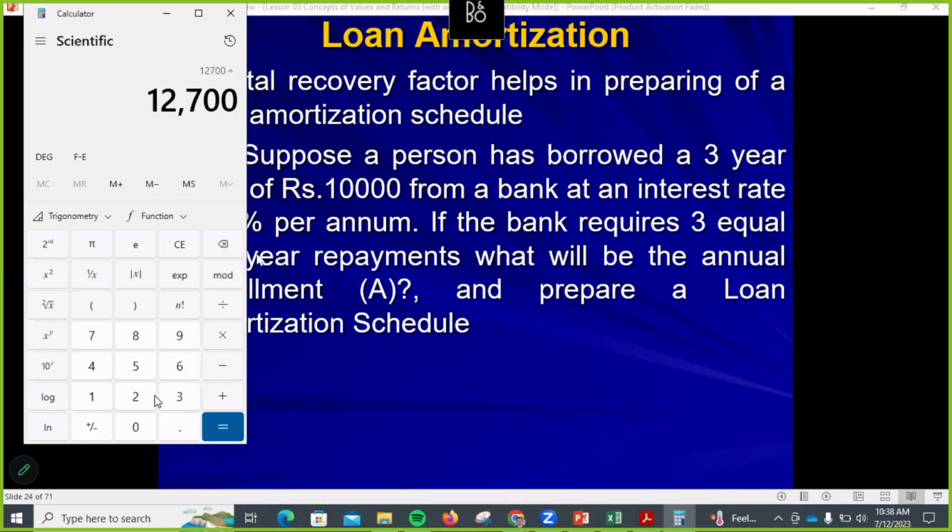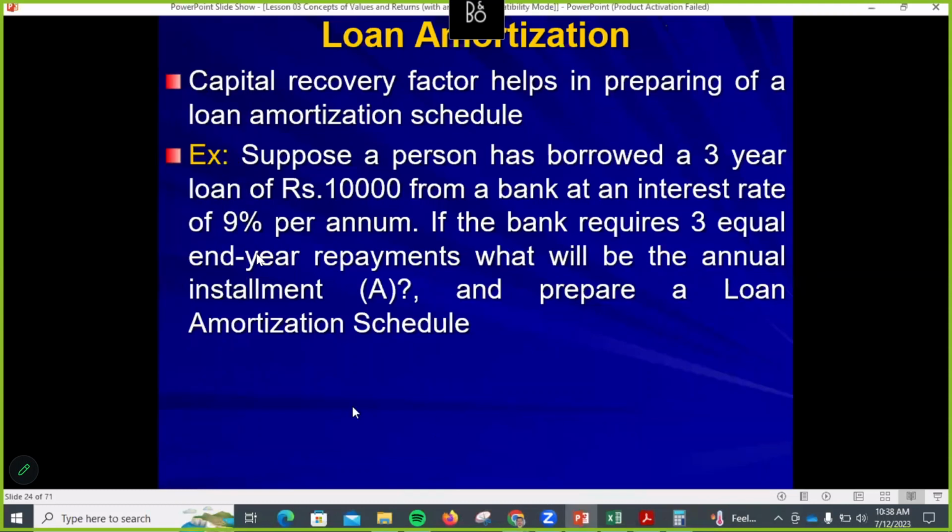So if you divide by 3, 4,233 every year you want to pay. So this is not a correct calculation. So you want to do a proper calculation. It is called loan amortization schedule. So you will learn it in detail in the other 2 hours session.